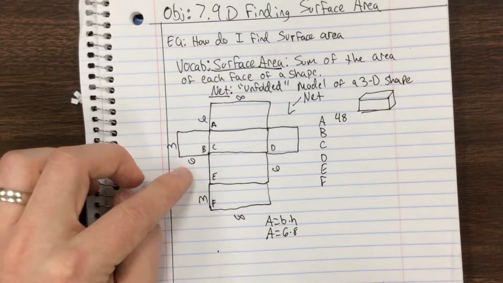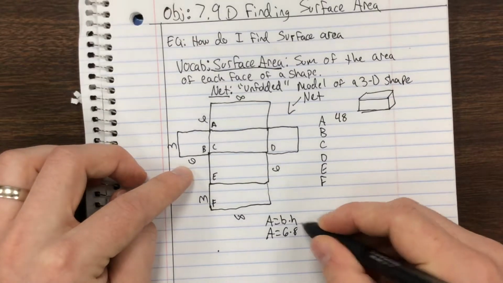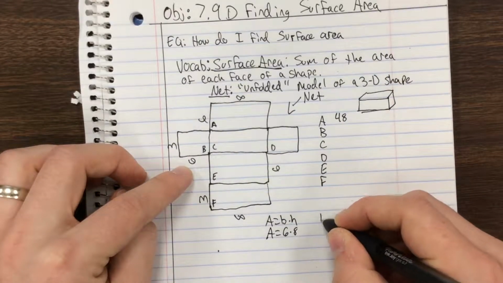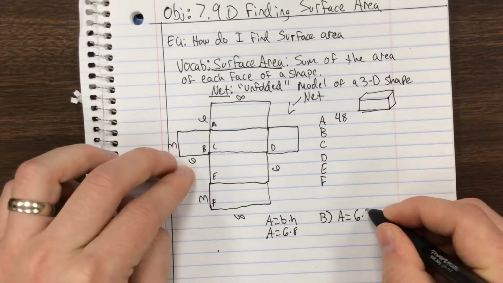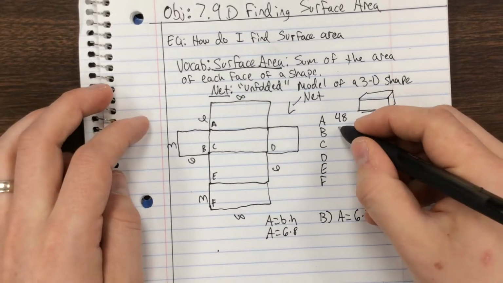Now we'll look at B. Again, area is base times height. So for B, area equals 6 times 3. 6 times 3 is 18.